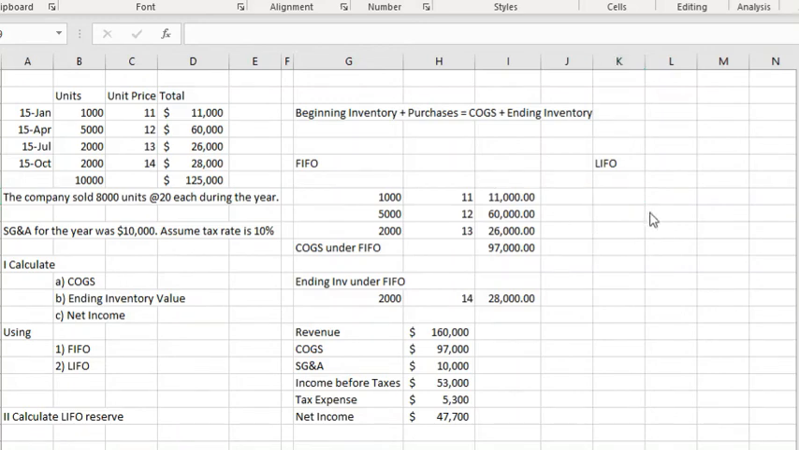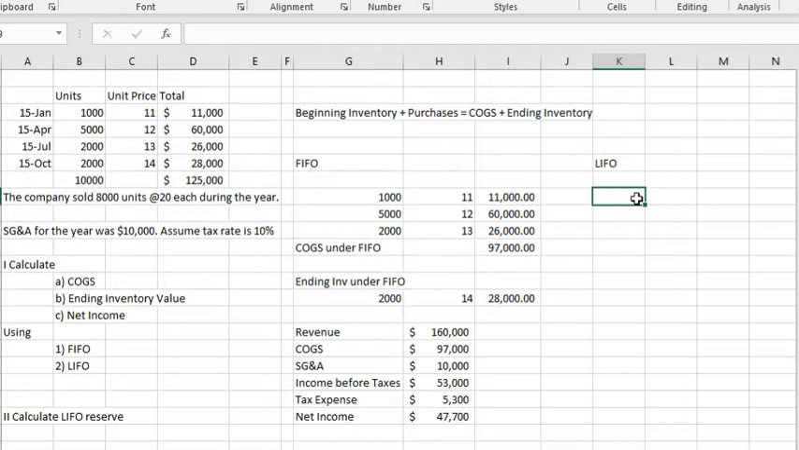Hi everyone, in the previous video we started looking at analyzing inventories under FIFO. In this video we are going to look at reviewing LIFO and we are going to compare and contrast the results for cost of goods sold, ending inventory and net income under LIFO.